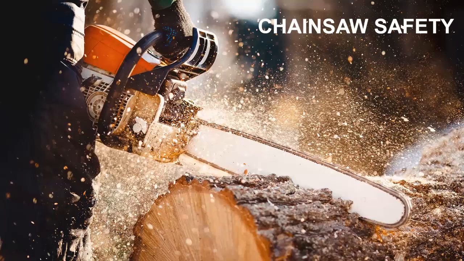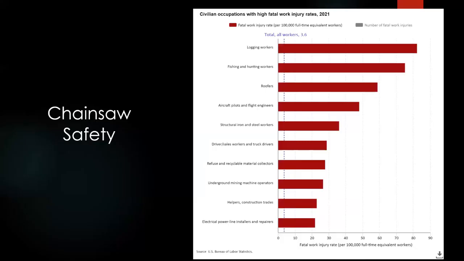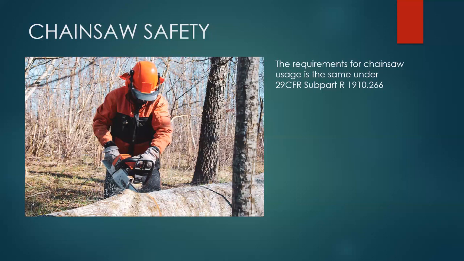Why is chainsaw safety important for employers and employees that are engaged in these activities? According to the Bureau of Labor Statistics, workers in the logging industry had the highest fatality rate per 100,000 workers in 2021 at 82.2. This is almost 23 times the average for all workers across all occupations, which was 3.6 deaths per 100,000 workers. Although all employees that may use a chainsaw on the job are not logging workers, the requirements for chainsaw usage is the same under 29 CFR subpart R 1910.266.